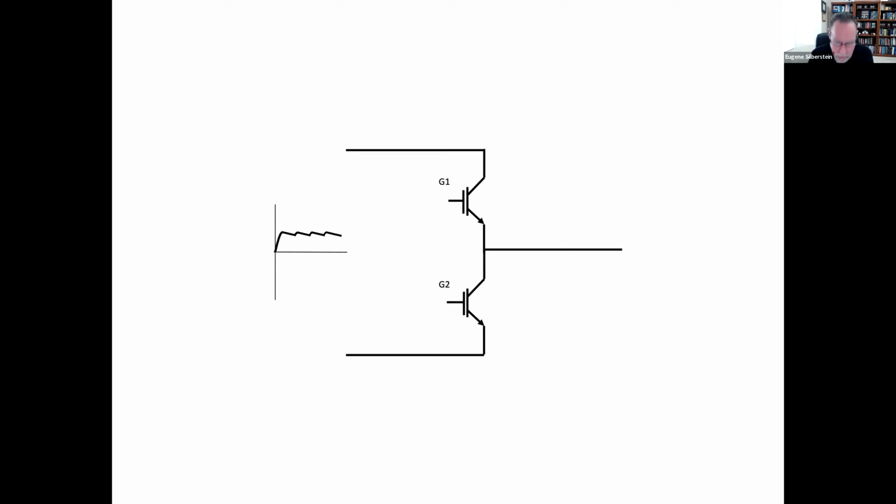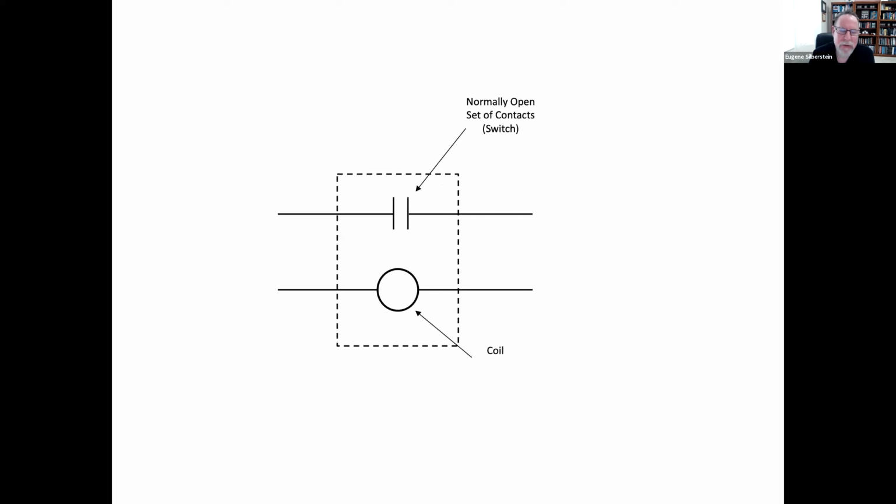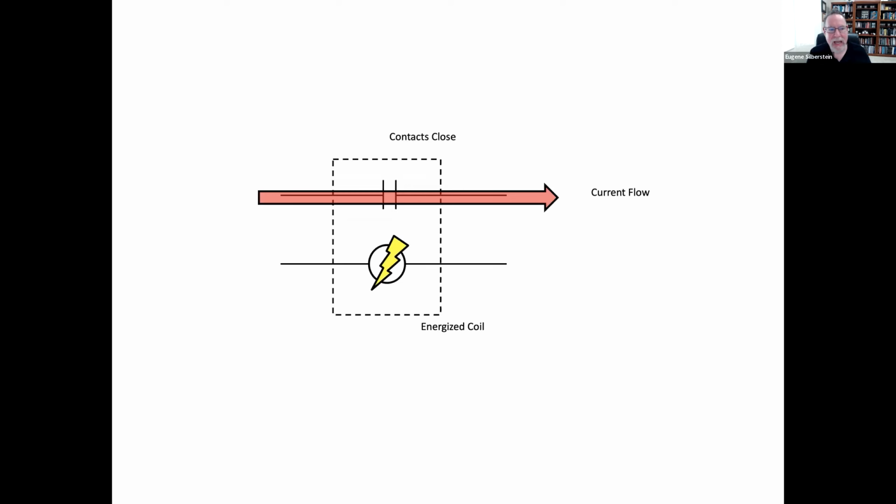So when I talk to my students about transistors, I really start the conversation with a general purpose relay. A general purpose relay has a coil, and a simple relay has a set of normally open contacts. Well, how does the relay function? When we energize that coil, the contacts close and current flows through the circuit. And this is how my discussion of a transistor starts. It almost starts and ends right there.